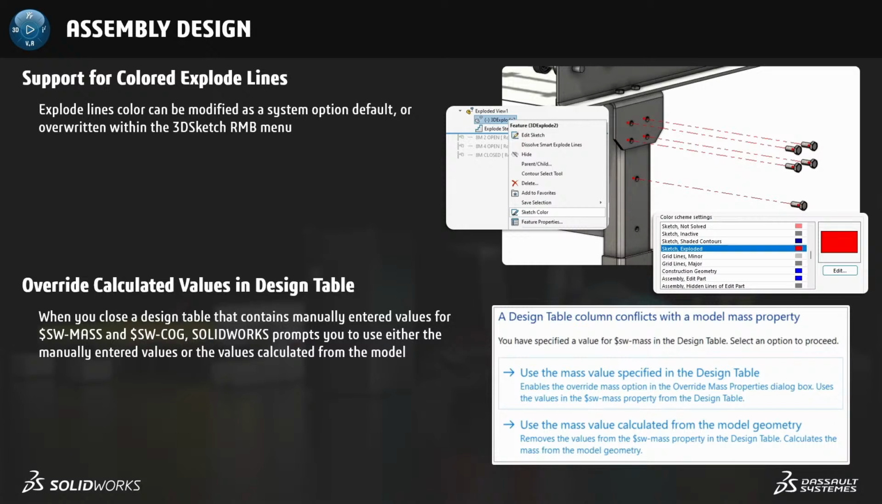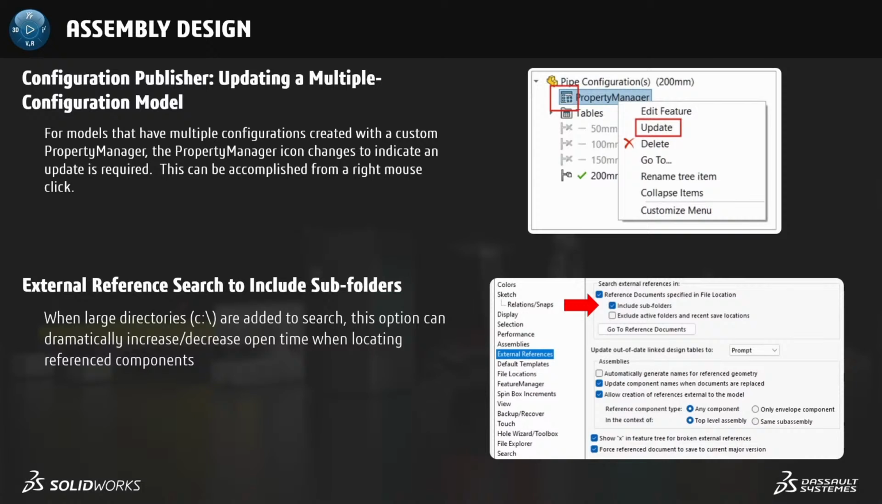really exciting enhancements. The explode lines, if you're building an exploded view in your assembly, you can now change the color in your properties. So you can have those red or orange or however you want to highlight those. You can also choose, if you override something in a design table, such as the mass, it will give you a warning asking if you want to use that value that you put into the design table for your mass property, or if you want to use the model geometry. And then lastly, if you're using a property manager for a custom property manager within your configurations, if that's out of date, the icon will update to let you know to right click and update that.